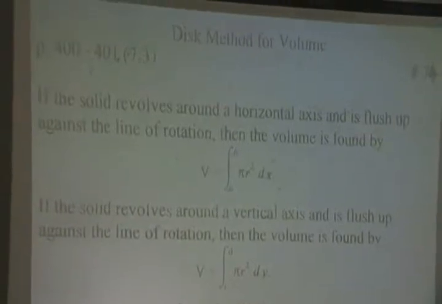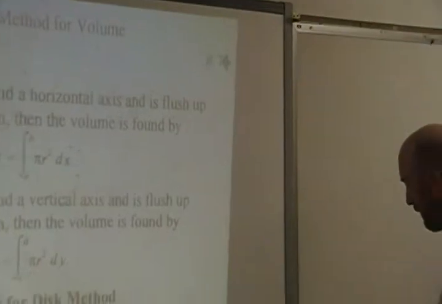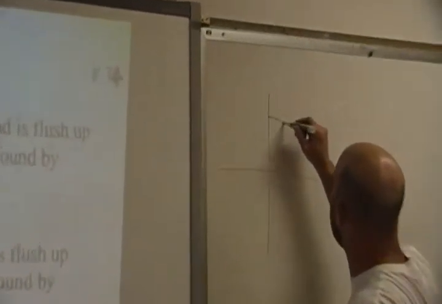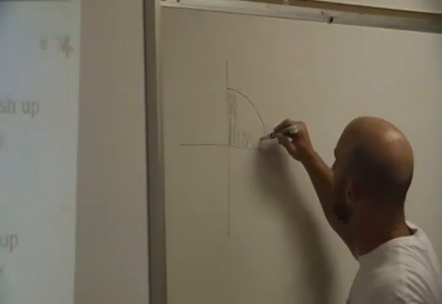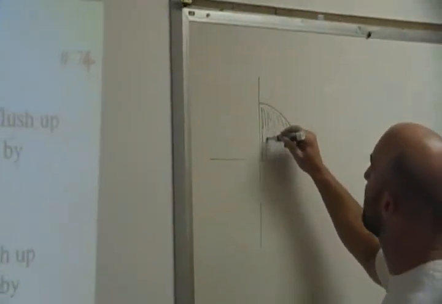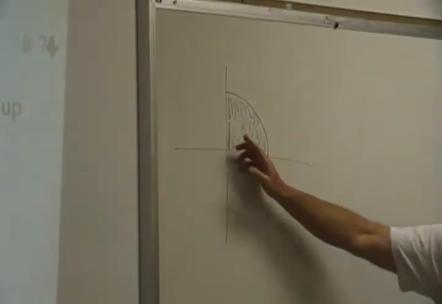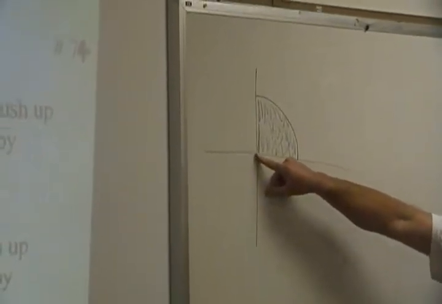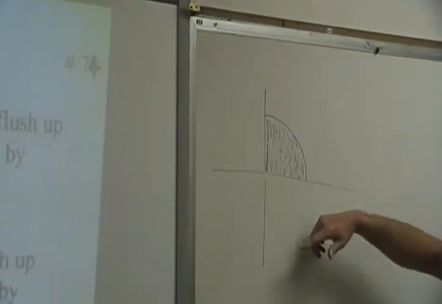What is the DISC method for volume? Well, first of all, let's just take a look at what we're talking about here, okay? Let me just make up some little region here that maybe we would have found the area under this graph. Maybe it's 1/4 of a circle or whatever. Now, notice that this graph, the shaded region, is flush up against the x-axis all the way from here to here. It's actually also flush up against the y-axis as well.